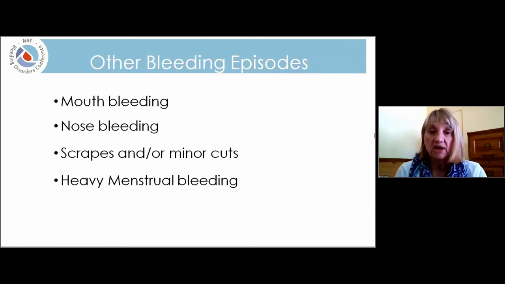Anytime you see blood, it's going to be obvious. Mouth bleeding is very common, especially in young children when they're first learning to walk. Nose bleeds, cuts or minor scrapes can bleed. And for those women who have mild hemophilia or even more severe hemophilia, heavy menstrual bleeding can be an issue. And there are medications that can be given for that, as well as factor replacement.